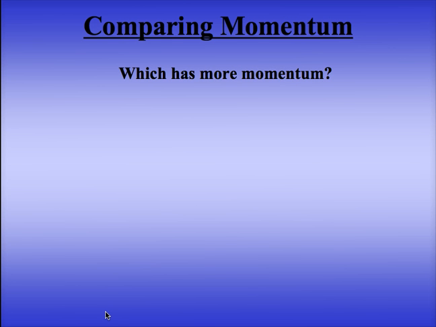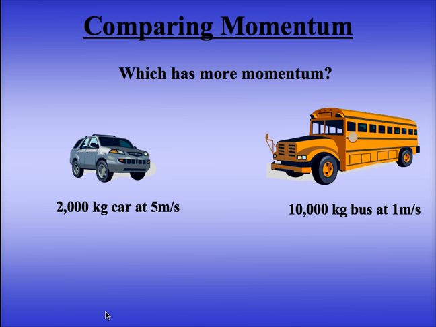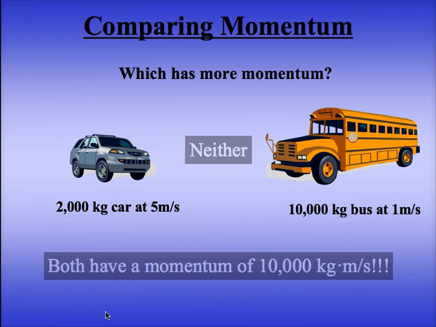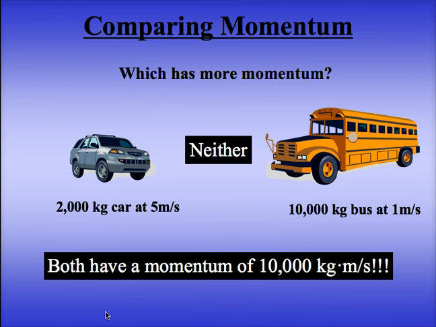So let's compare momentum. Which one of these things has more momentum? This 2,000 kilogram car at 5 meters per second, or 10,000 kilogram bus moving at 1 meter per second? Yeah, it's a trick question. They have the same momentum. They both have 10,000 kilogram meters per second of momentum.